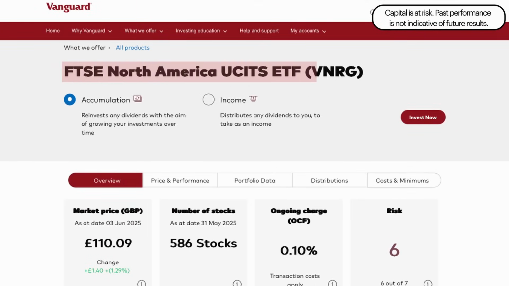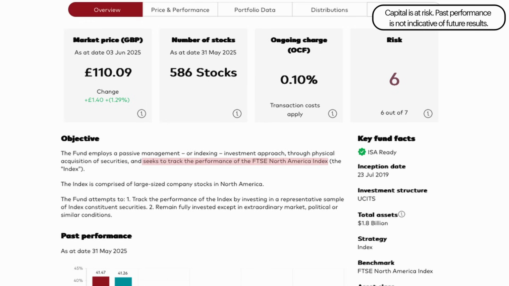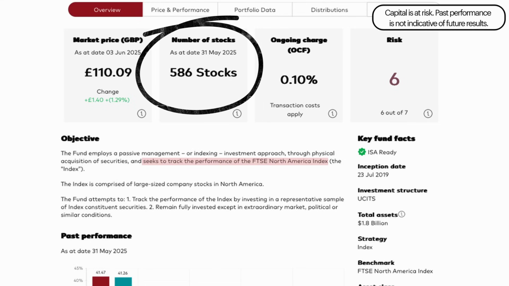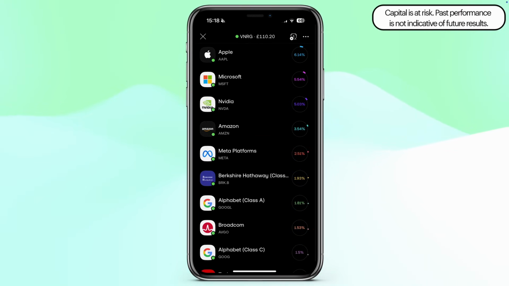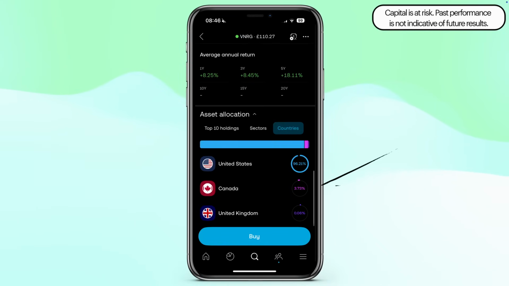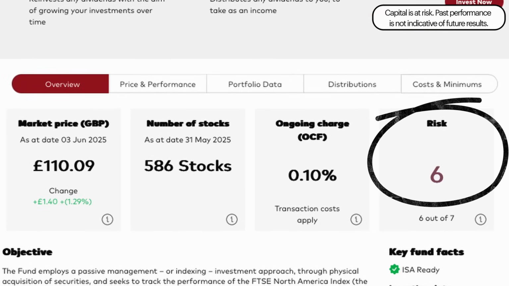First up, we have the Vanguard FTSE North America ETF with the ticker symbol VNRG. The objective of this fund is to track the performance of the FTSE North America Index, which is comprised of 586 large-sized company stocks in North America. The fund is basically a US and a Canada fund essentially, with 96% exposure of it towards US equities, such as Apple, Amazon and Meta, all of the big names that you'd probably expect, with a 4% exposure to Canadian stocks. Because this is an all-equity fund, it has a risk rating of 6 out of 7 on Vanguard's risk spectrum.